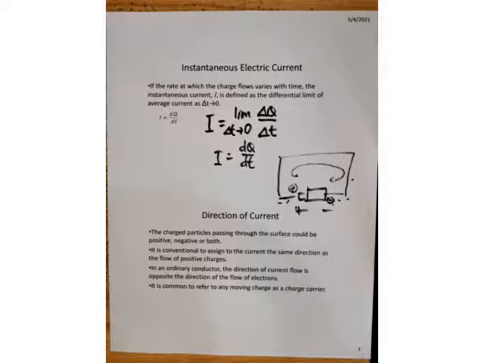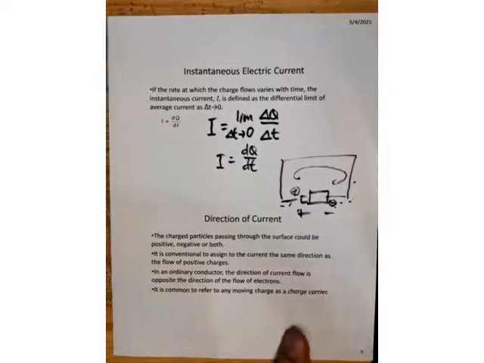It is common to refer to any moving charge as a charge carrier. Charge carrier. So our moving charges are our charge carriers. But what we will always follow now is the positive charges. So we are in the conventional flow, not the electron flow.